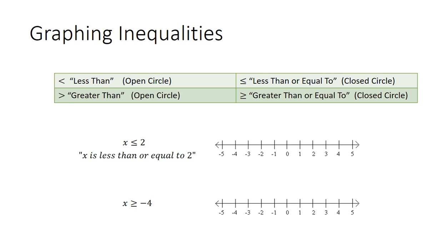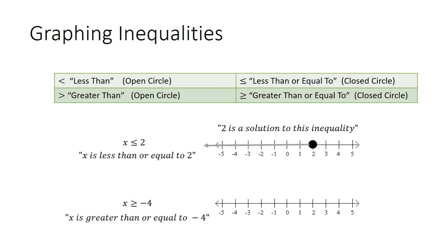Next, we have x is less than or equal to 2. And since it's less than or equal to, we're going to have a closed circle at 2, which means that 2 is a solution to this inequality, and we're going to be shading everything that's less than 2. And so that's what the graph is going to look like for that inequality. Next, we have x is greater than or equal to -4, and so that's going to be a closed circle at -4. And then -4 is going to be a solution to this inequality, and we are going to be shading everything above that's greater than -4. So that's what the graph is going to look like for that inequality.